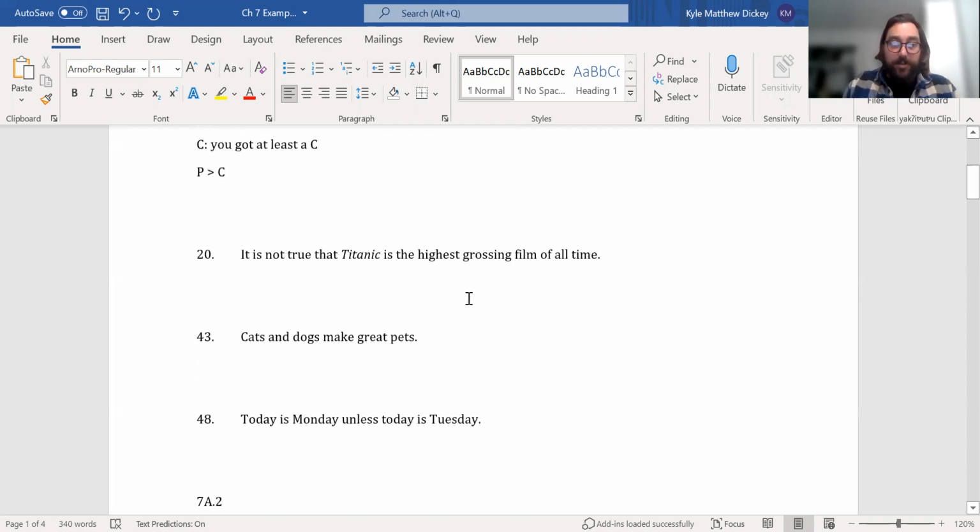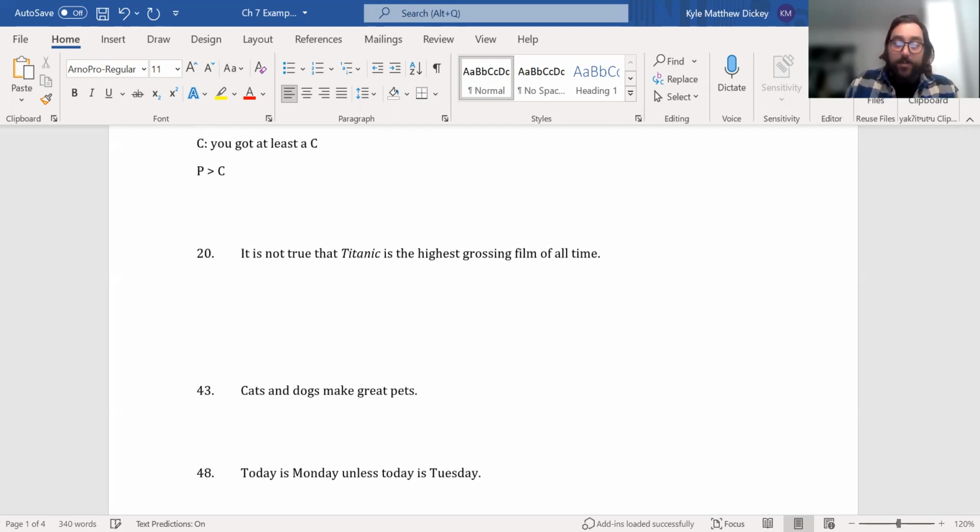All right, on to number 20. Similarly, it is not true that Titanic is the highest grossing film of all time. Is this a logically complex statement? Answer, yes. In what way is it logically complex? Where's the logical word in this phrase? Right here, the word not. It is not true that. Basically, this whole phrase is just a version of negation, where we've got the tilde.